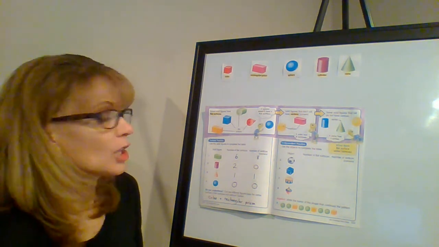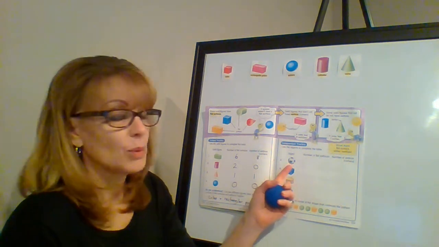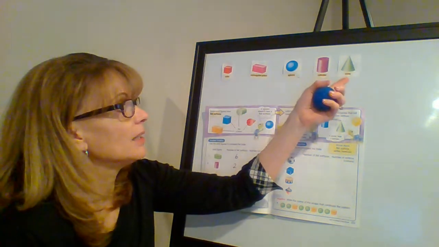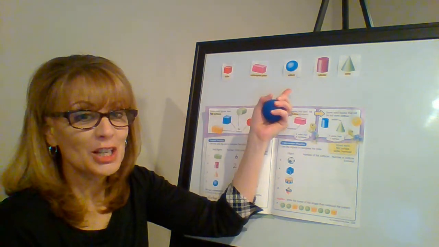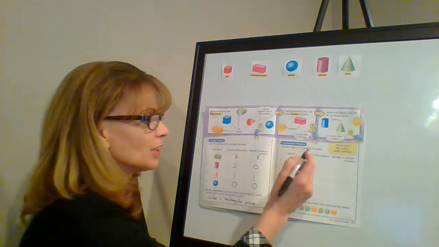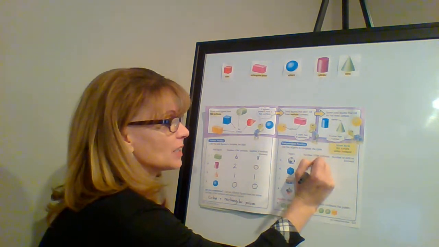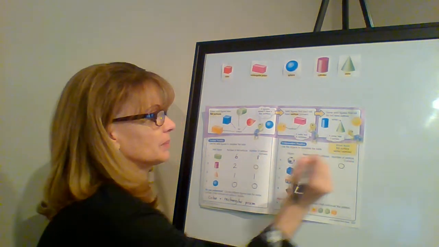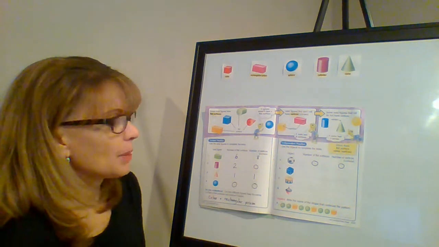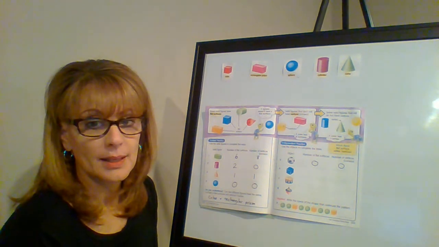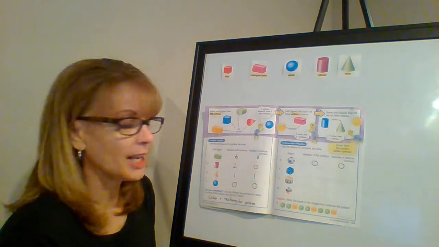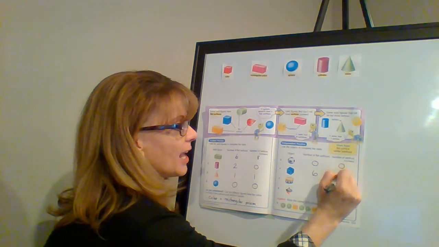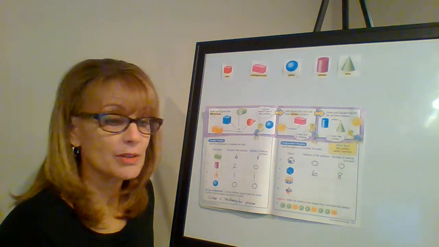Okay, let's look. Number 5, well, it's a soccer ball, but which solid figure is it? Are you saying sphere? If you're saying sphere, you are correct. So how many flat surfaces? 0. How many vertices? 0. How about the cube? Do you remember? Did you double check? You should have 6 flat surfaces and 8 vertices or corners.